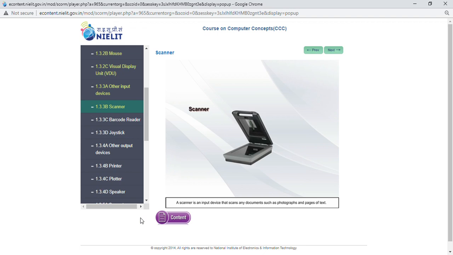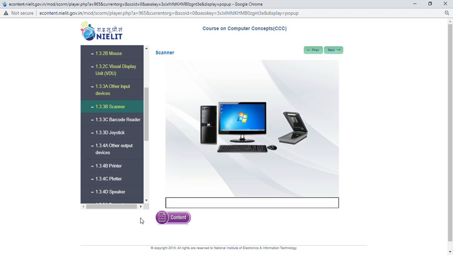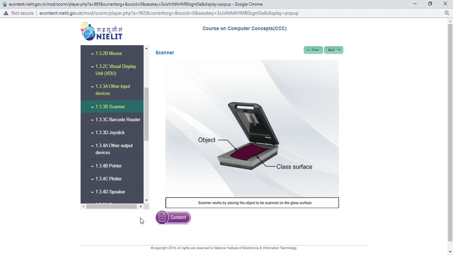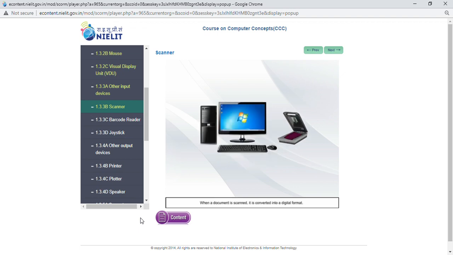Scanner. A scanner is an input device that scans any document such as photographs and pages of text. Scanners are used to import a picture or document into the computer for sending or printing. A scanner works by placing the object to be scanned on the glass surface. While scanning, a camera moves across the object, capturing the image and storing it on the computer. When a document is scanned, it is converted into a digital format.